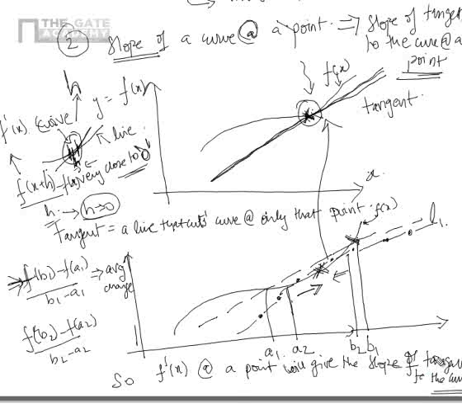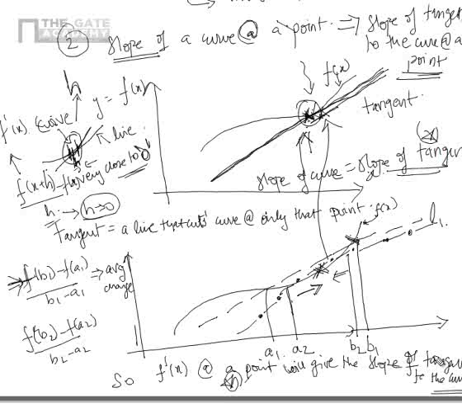This is a very important result, because this is nothing but the instantaneous change of f of x, and the instantaneous change of the tangent at this point are the same. Correct? So the slope of the curve at this point, if I evaluate, is equal to the slope of the tangent. This is a very important and powerful result.